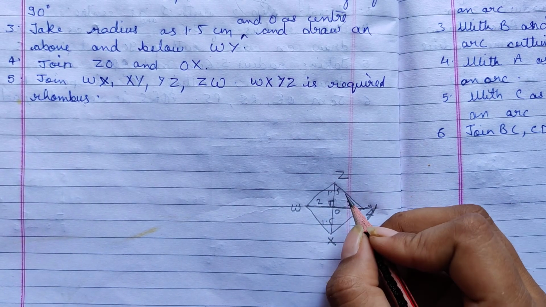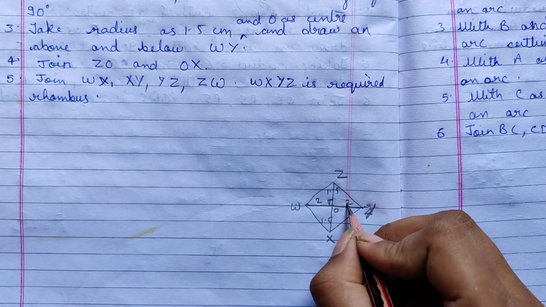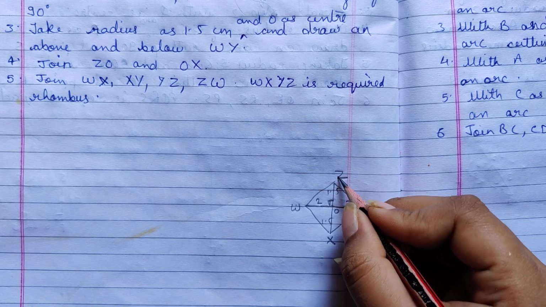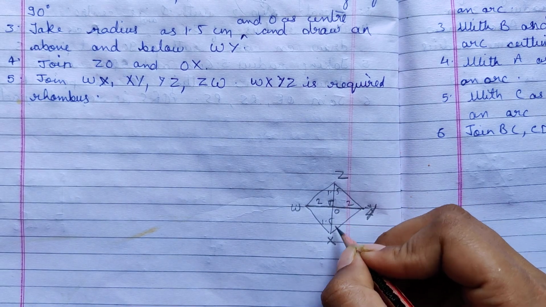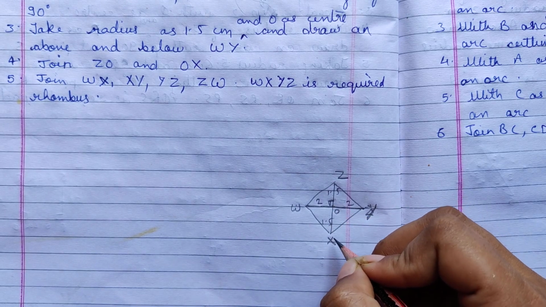और word bisect use किया गया, इसका मतलब है कि जो 4 सेंटीमीटर की diagonal थी वो 2 में divide हो जाएगी. WO is equal to OY. Similarly ZO should be equal to OX. जो 3 सेंटीमीटर की पूरी diagonal थी वो 1.5 सेंटीमीटर में divide हो जाएगी.